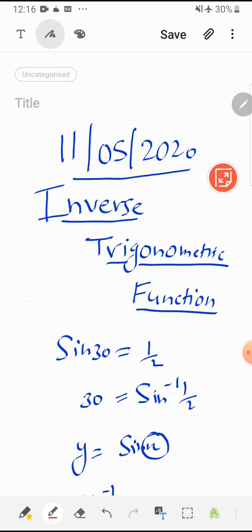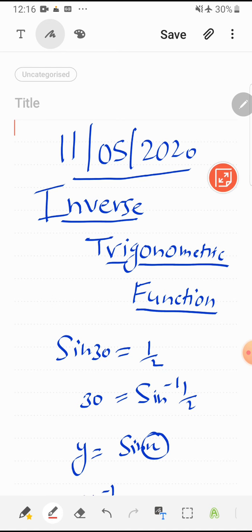In the trigonometric function we say when the angle is 30, the value is half. In inverse we say when the value is half, the angle is 30. So it is one and the same thing, the message is same, the meaning is same, but the expression is different. So it is called inverse trigonometric function.